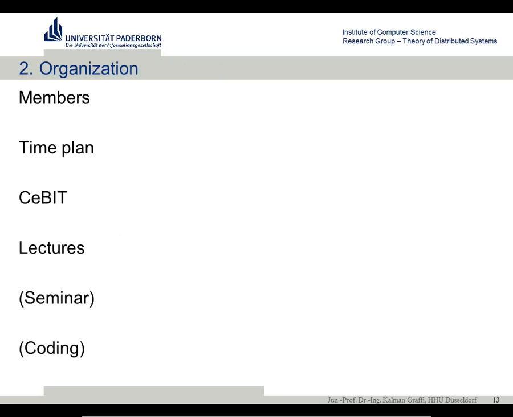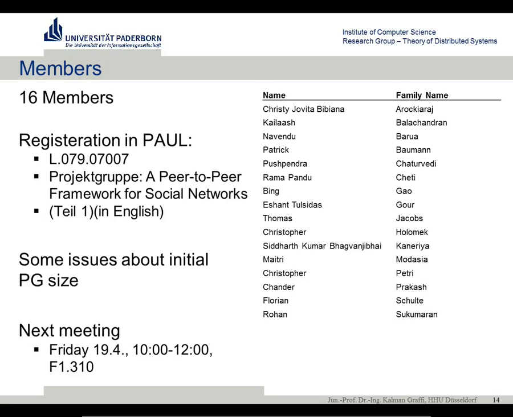Okay, so how's the whole organization? How will we do it in the PG? Members. Okay, so there are 16 members. They are all registered in Paul. I hope you are all currently registered. There were some issues with the PG size, so this number of 16 is really now the new rule of the Institute of Computer Science.